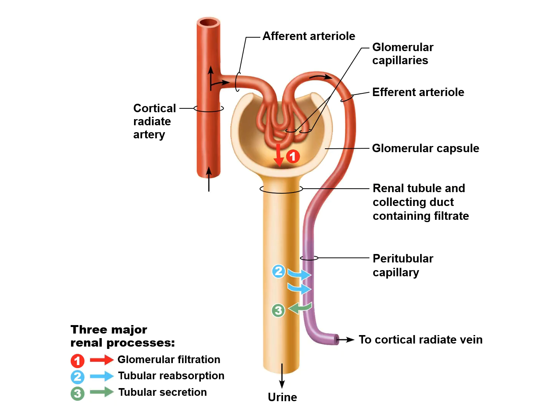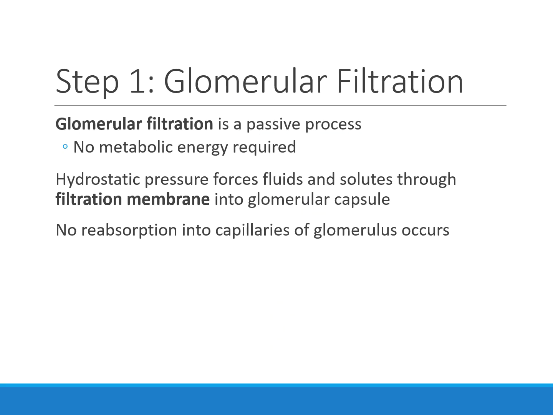This picture, I think, is great for explaining those three processes. So you see up there where number 1 is, that's where glomerular filtration is occurring. 2 is going from the tube into the blood, and 3 is going from the blood into the tube. So let's look at them in depth.